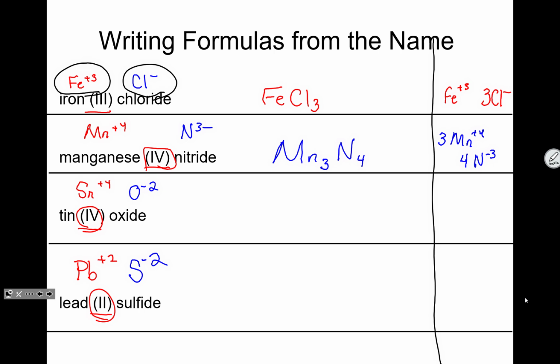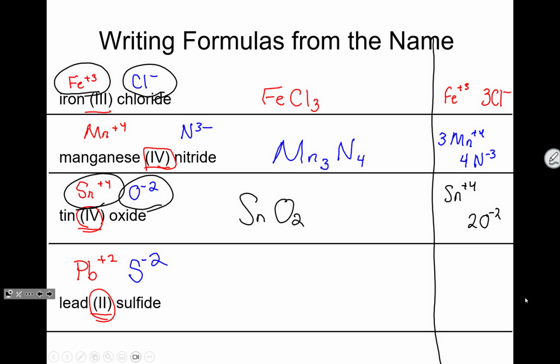By the way, I don't think that exists, but it's an example of how to write the formula if it did exist. For the next one, we have here a total of +4, here a total of -2. So we need 2 oxides to equal a total of -4 to balance that +4 charge on the tin. So we'll have Sn +4, one of those, and then 2 oxide anions. And so a total of +4 coming from the cations and -4 coming from the anions. And so the formula is just SnO2.